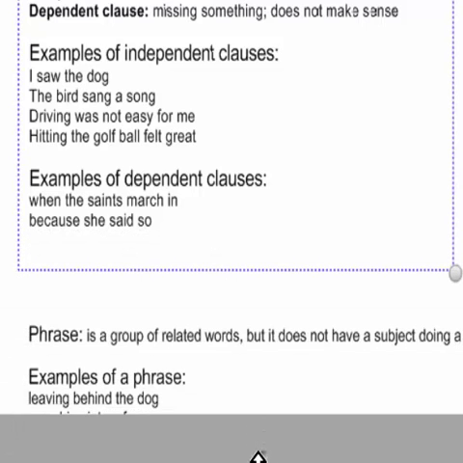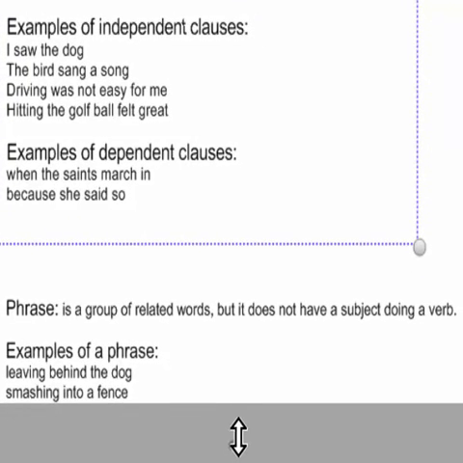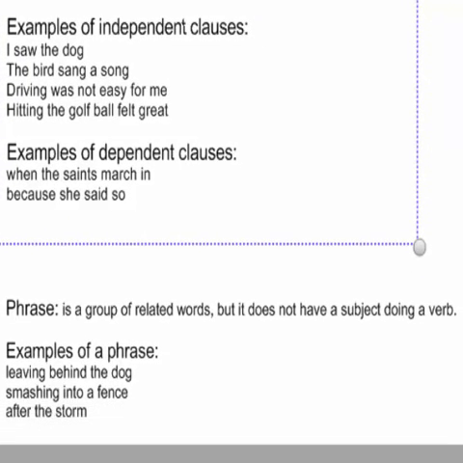Okay? So let's look at phrases. A phrase is a group of related words, but it does not have a subject doing a verb. It may have a subject, all right, but it won't have that second part. So examples of a phrase, leaving behind the dog. Oh, wait a minute. Who's the subject? There's no one who's leaving the dog behind. All right, no subject. Smashing into a fence.